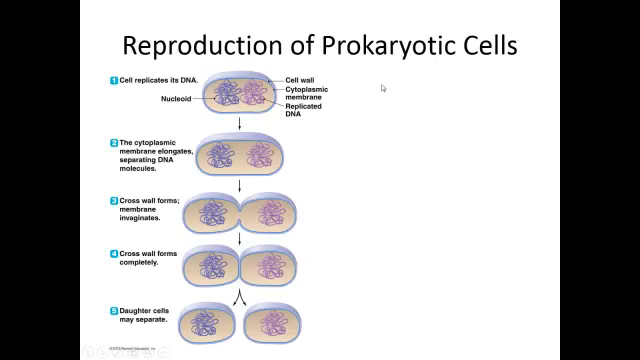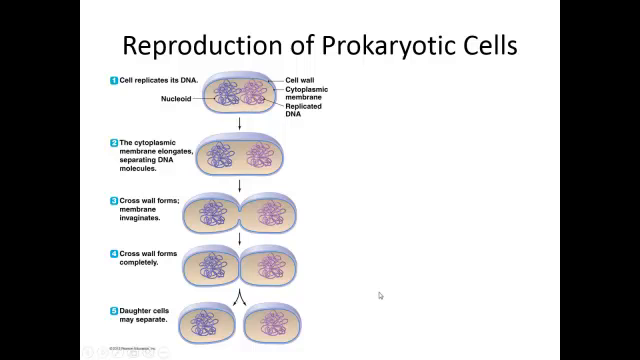On to reproduction of prokaryotic cells. Prokaryotic cells, generally speaking, reproduce by binary fission. They duplicate their chromosomes. The chromosomes are separated to one side or the other of the cell, and then the cell wall pinches in until it separates, and you have 2 different daughter cells. Now, sometimes this pinching off is somewhat incomplete. When we get into arrangements, we'll talk more about that.